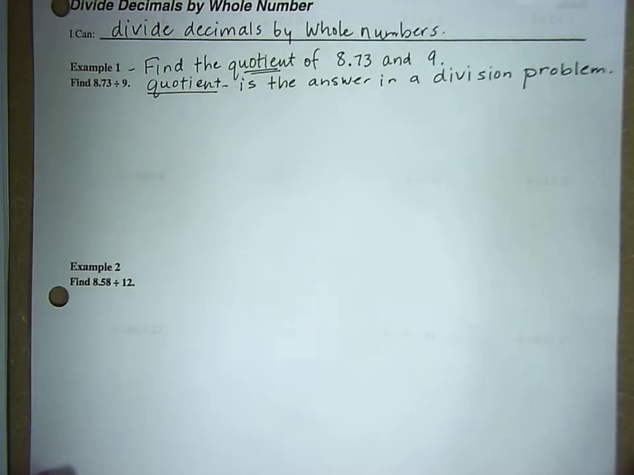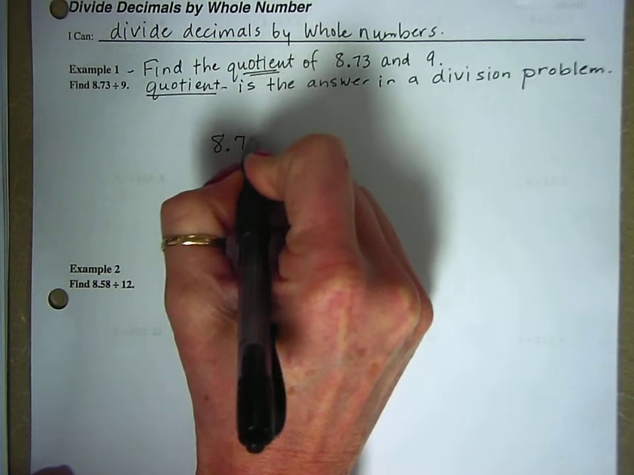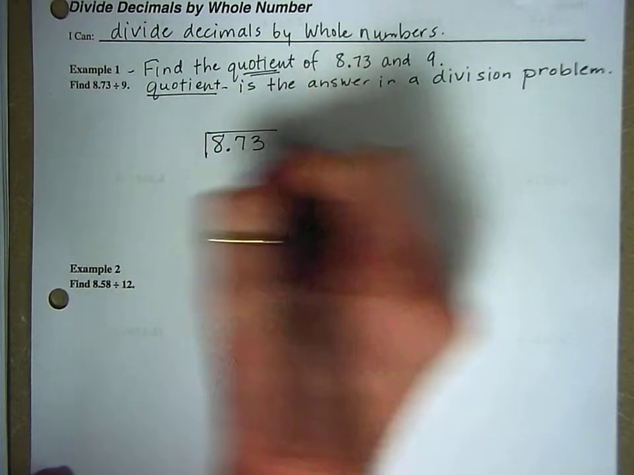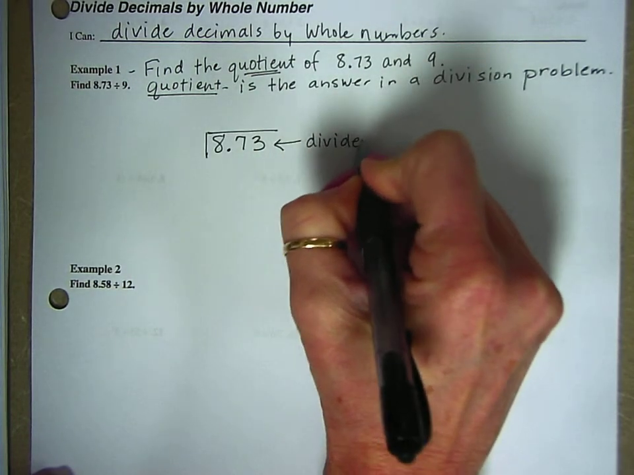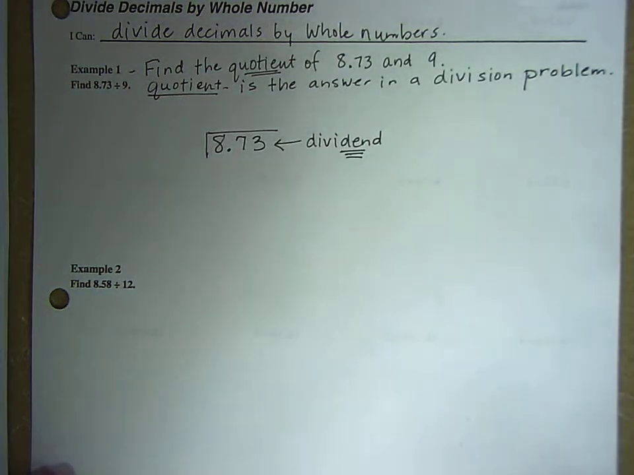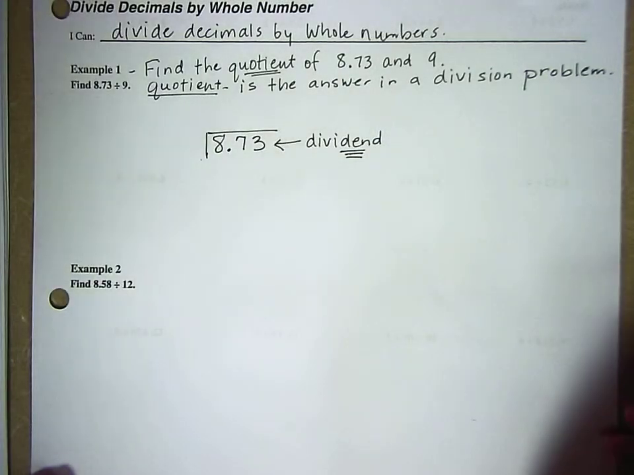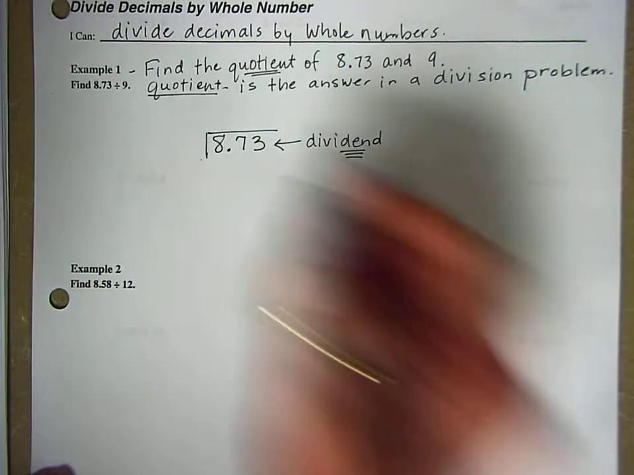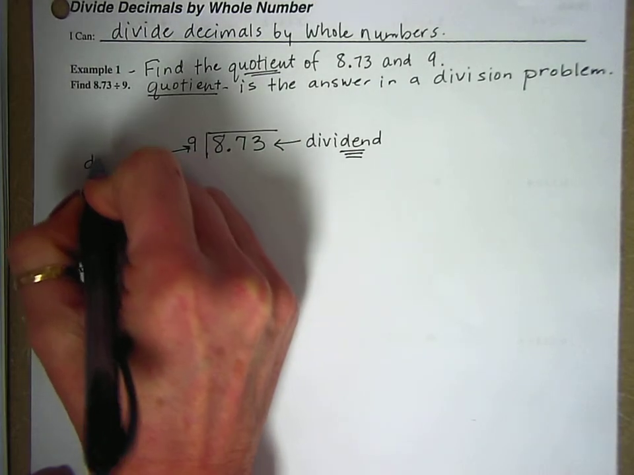All right, so then that first number that is listed is called the dividend. I always say it's the bear that lives in the den, because this is sort of like a bear den. Okay, now 8 and 73/100 divided by 9, that 9 is called the divisor.